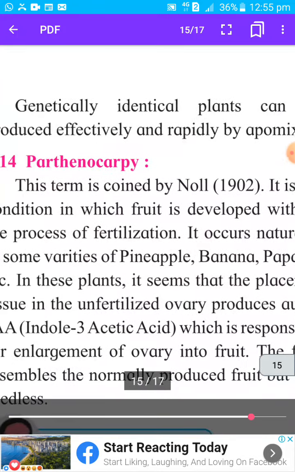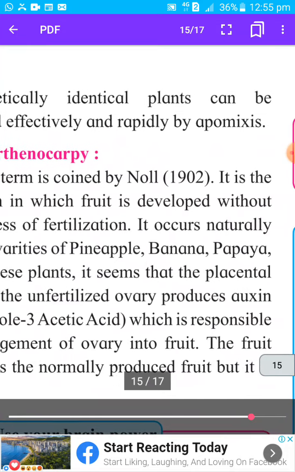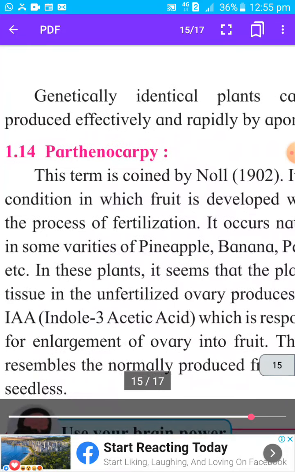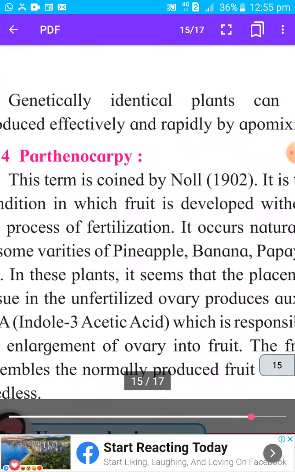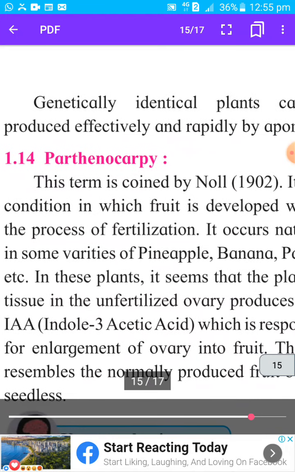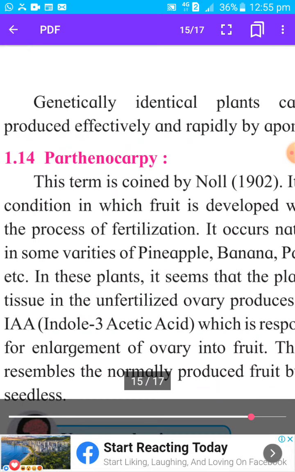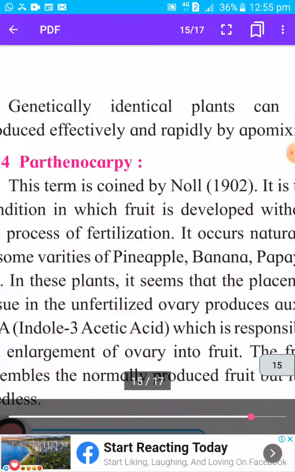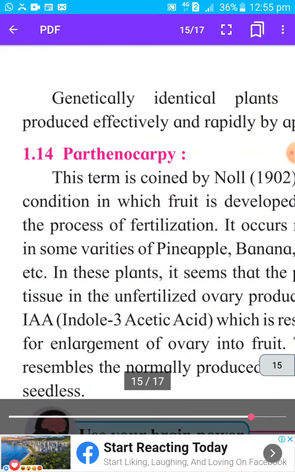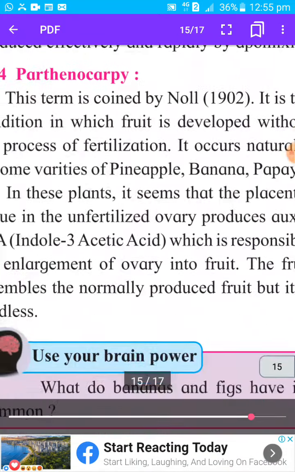Genetically identical plants can be produced effectively and rapidly by apomixis. As only one parent is involved, that is, only mother cells are responsible for the formation of seeds. So it is genetically identical because only one parent is involved.